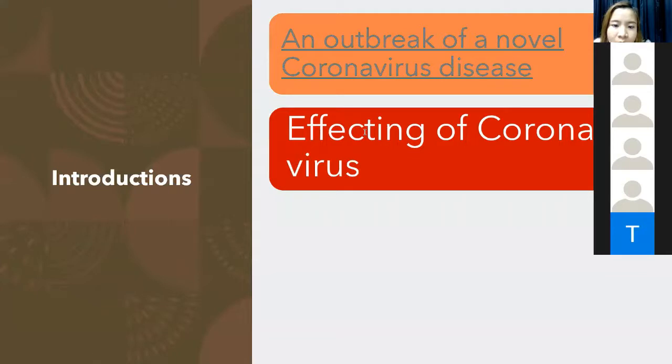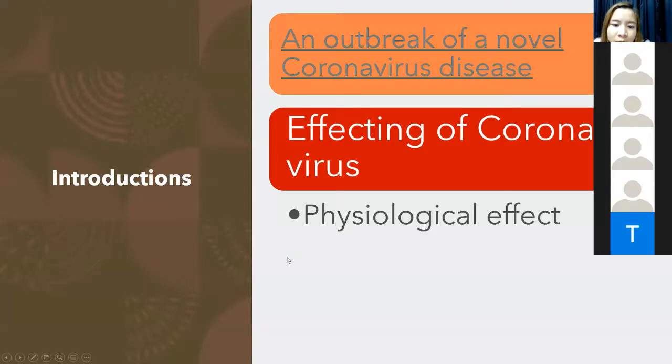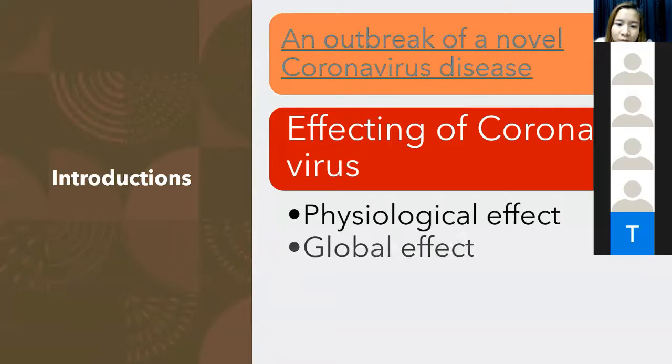What is the effect of the coronavirus? The physiological effect: it is a life-threatening disease causing a high death rate due to significant alveolar injury and gradual respiratory failure. And the global effect is insufficient medical staff, for example doctors, radiologists, and nurses. The resulting delay in treating infected patients may increase mortality and the widespread of infection.